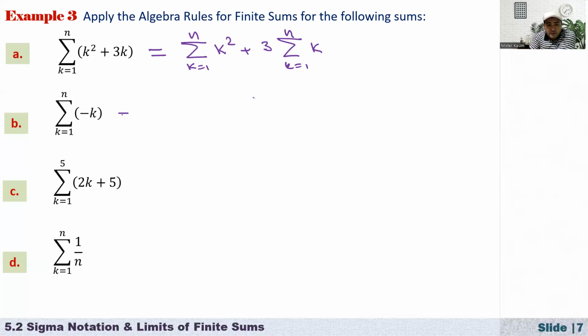So how about the next one? Here, this is multiplied by -1, so I can write it as minus sigma, k is equal to 1 to n, of k. K is changing here, so I have nothing to do.